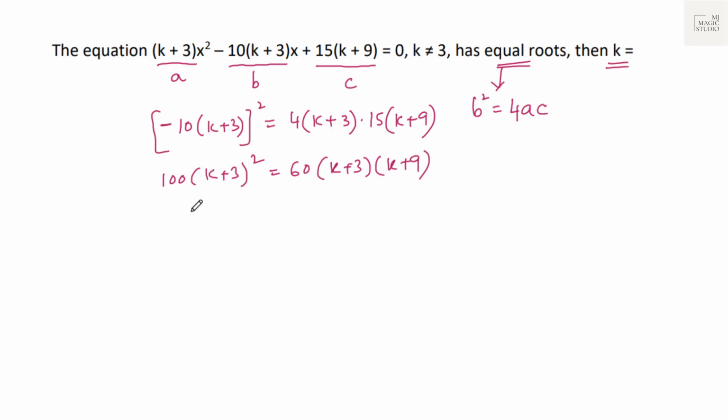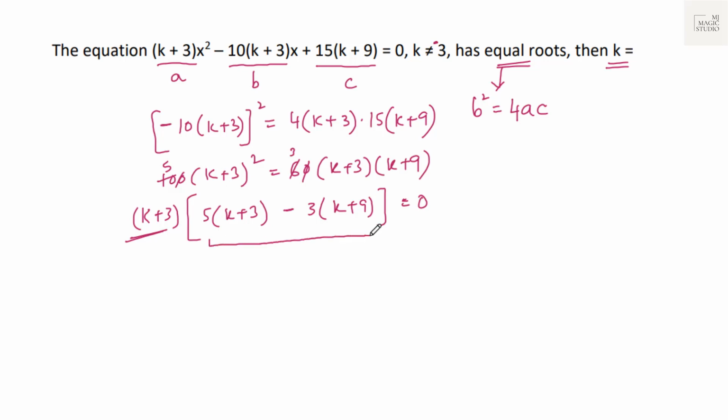Great. Now if I take everything on one side and if k plus 3 I take common, first let me cancel this. This will be 5 and 3. Then 5 into k plus 3 minus 3 into k plus 9. This is equals to 0. Actually in the question it is given k is not equals to 3. It should be k is not equals to minus 3. I think there is a typing error. It should be k is not equals to minus 3. Then k plus 3 will be not equals to 0. This particular portion will be equals to 0, from where we have to draw the value of k.